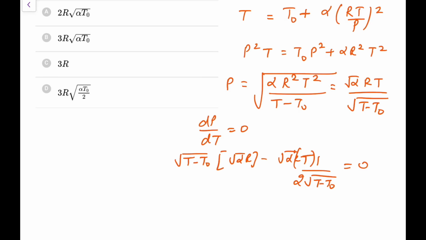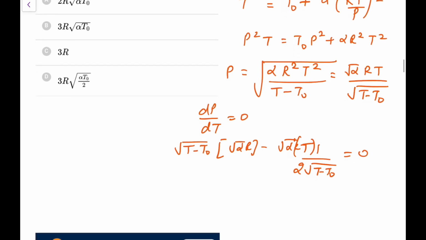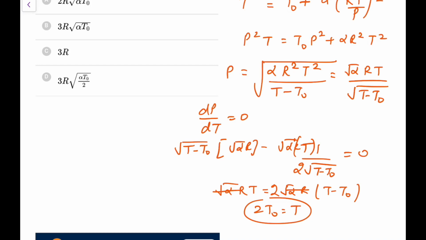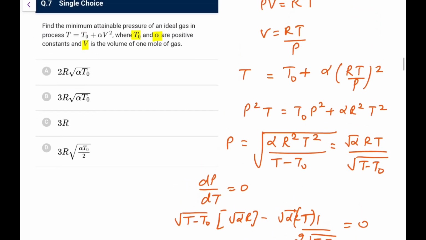So this is the result that you will be getting. What we will have, if I solve it, what I am left with is root alpha R T is equal to root of alpha R times 2 T minus T0. So this root alpha R goes. What we are left with is 2 T0 will come here, T will come here. So T must be equal to 2 T0 for this to be minimum. So T is equal to 2 T0.